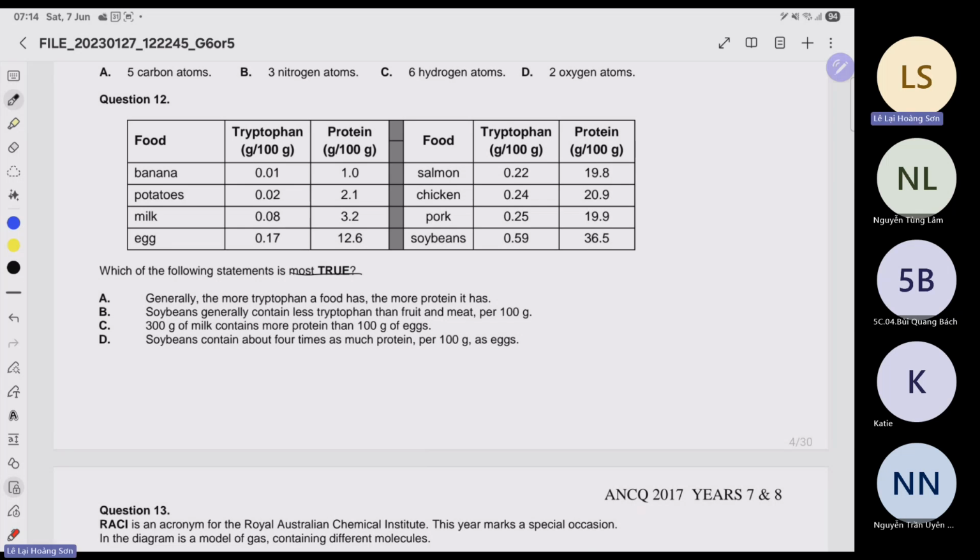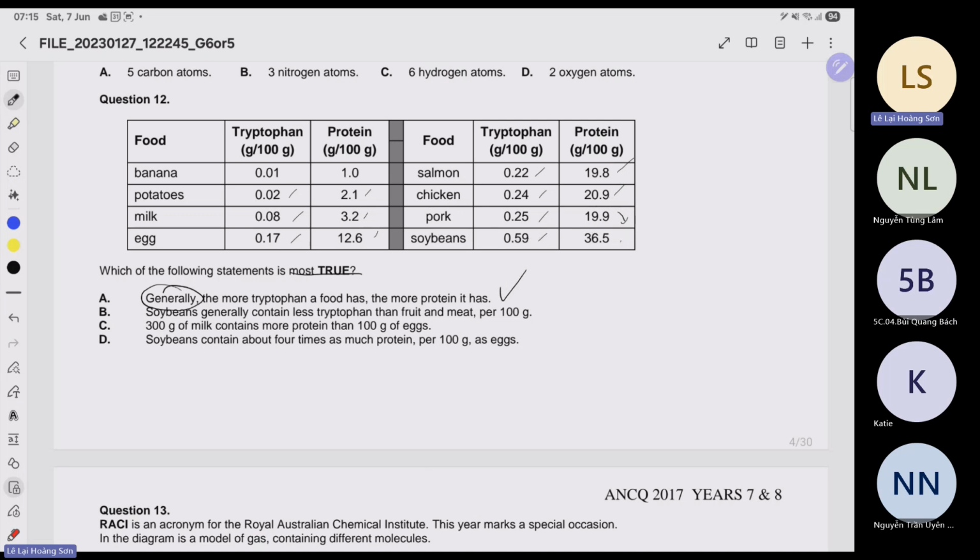Generally, the more tryptophan a food has, the more protein it has. Okay, let's see whether it's generally correct. It means that it's correct, but not entirely correct, but generally it's correct. All right, at 0.01 you have 1 gram of protein. You increase it, and it increases, more protein, increase, more protein, increase. It's a little bit lower, okay, and you increase. So generally, it's correct except for pork. All right, generally it is correct.